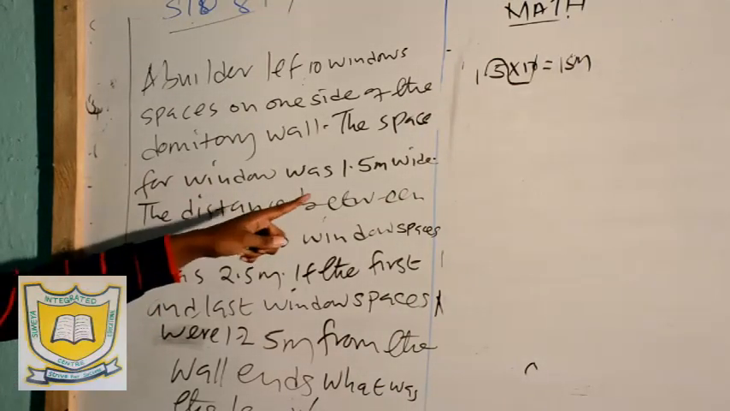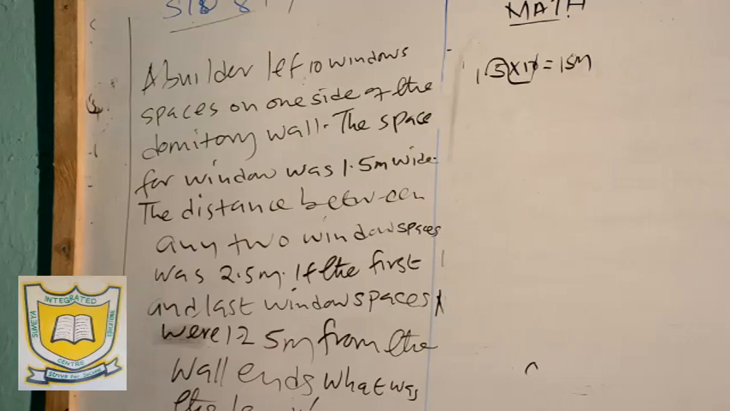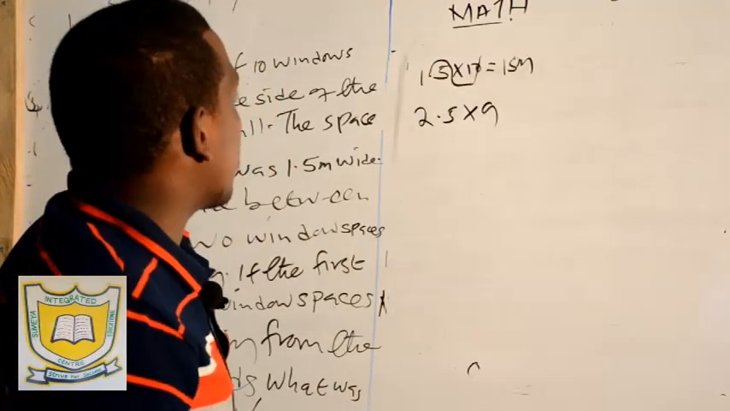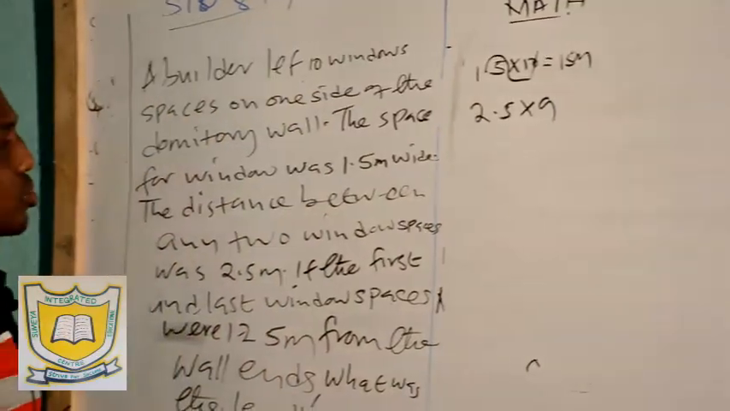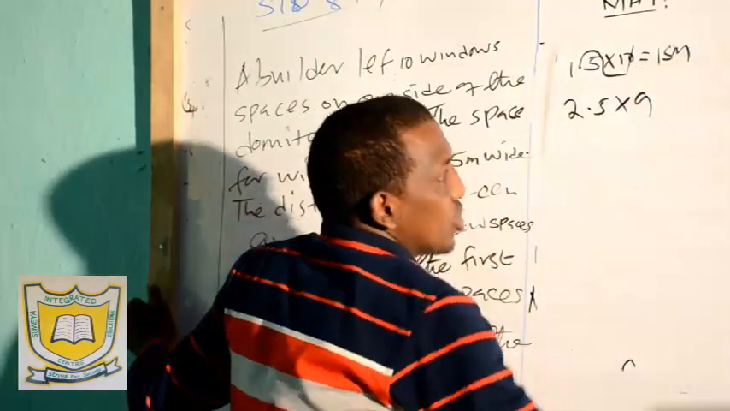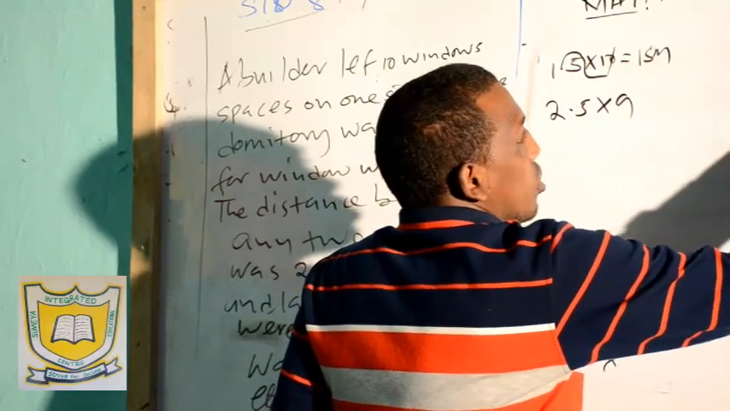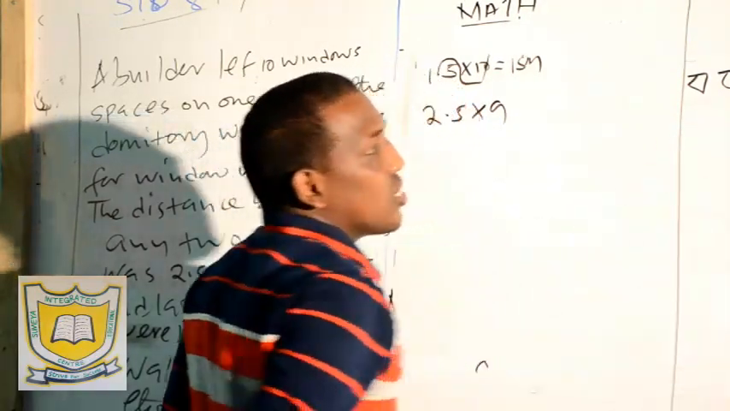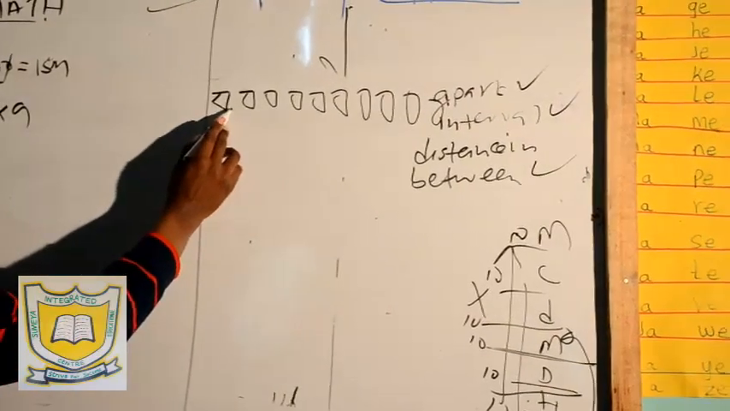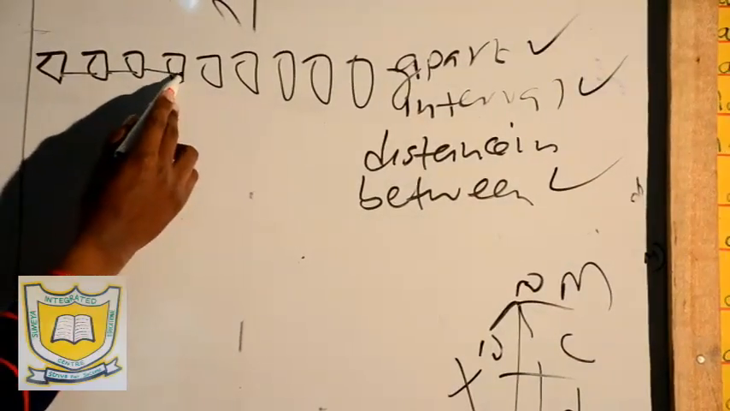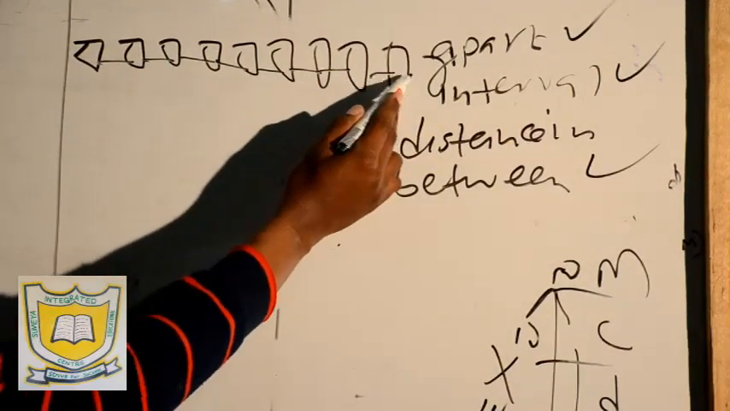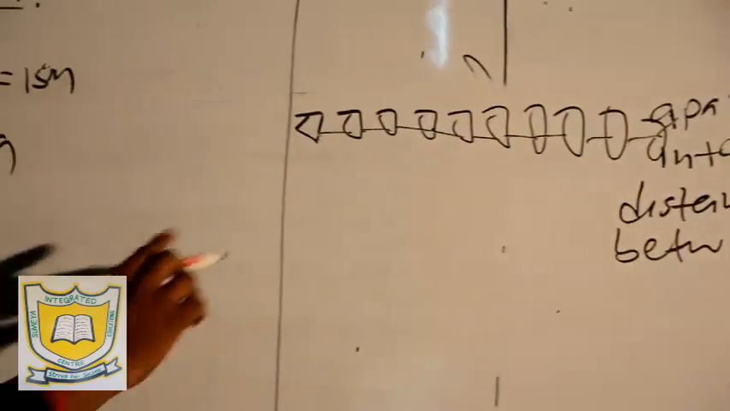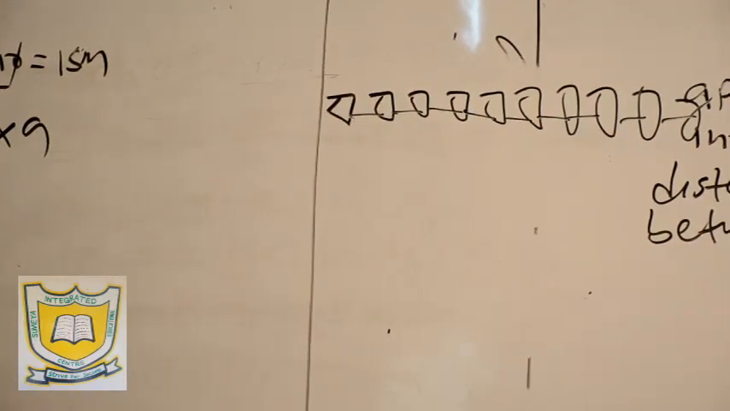Then we say the distance between any two window spaces was 2.5, so the spaces now is 2.5 times 9. Why are we saying times 9? Because there are 10 windows. For example, if the windows are like this, 1, 2, 3, 4, 5, 6, 7, 8, 9, 10, the spaces in between are not 10. If there are 10 windows, the spaces are 9. If they are 9, the spaces are 8.